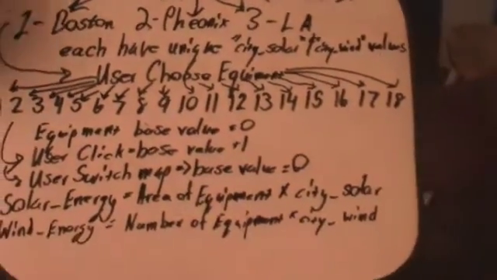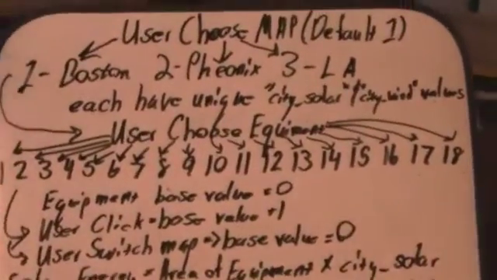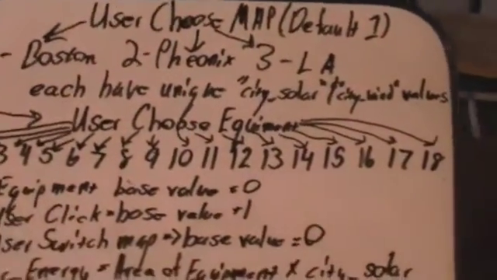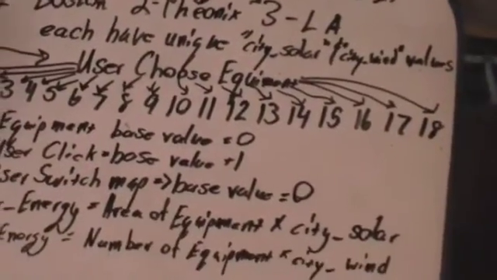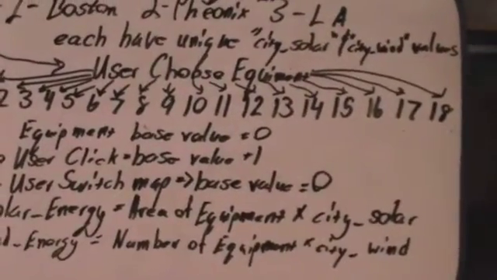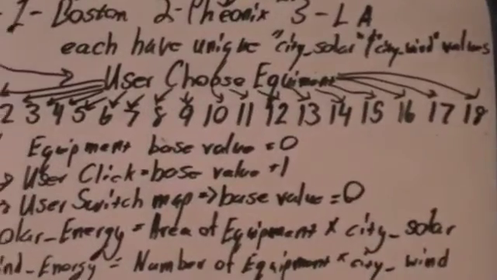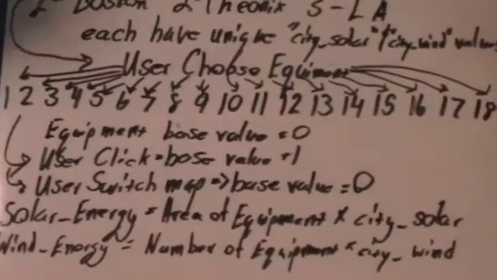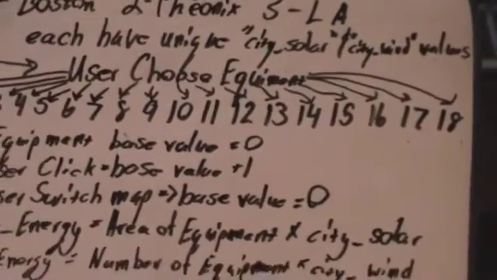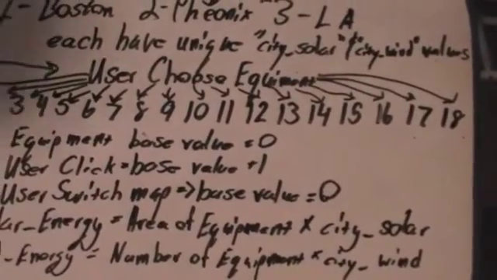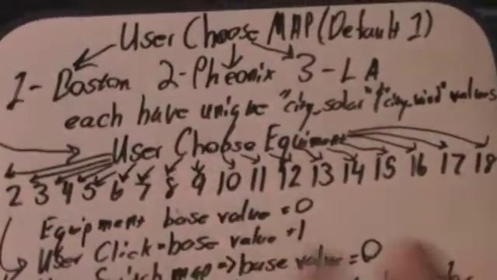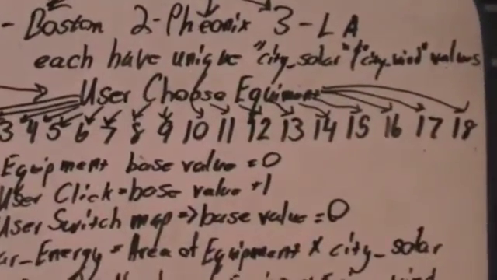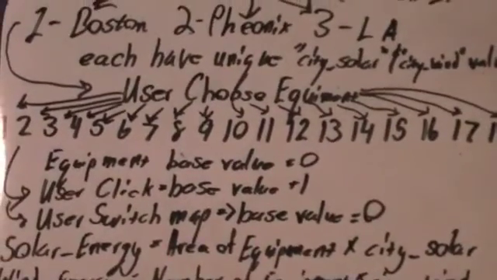And then the user gets to pick. There are 18 different pieces of equipment that they can use: 10 different solar panel types and 8 different wind turbines or generators. They can place them on either of those maps, switch back and forth if they want to, and see how much energy they will get.